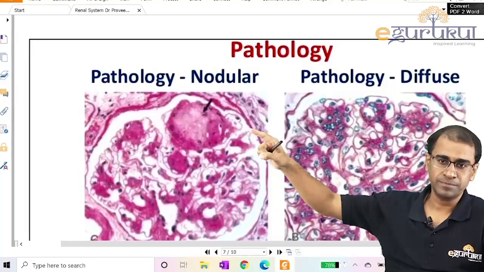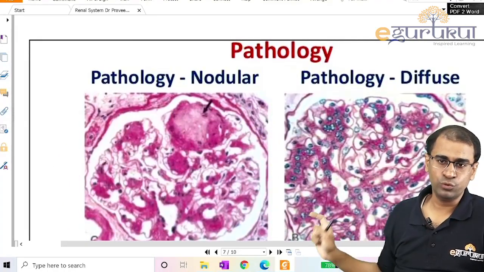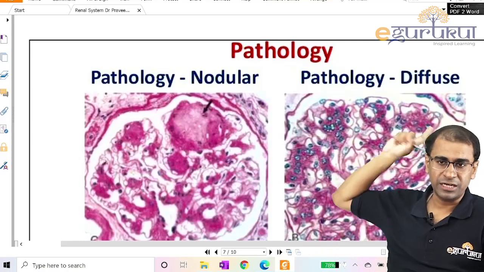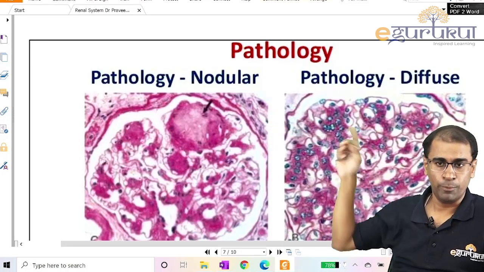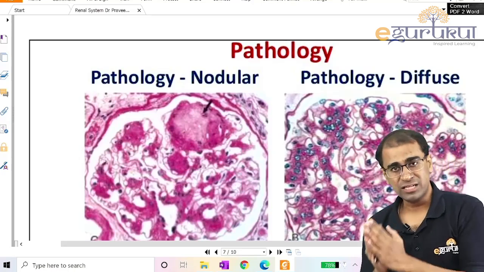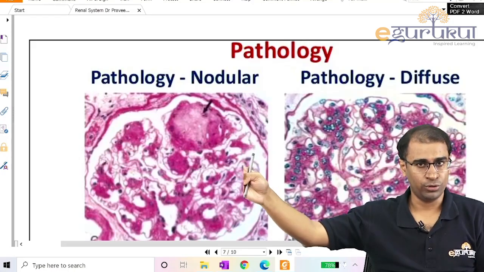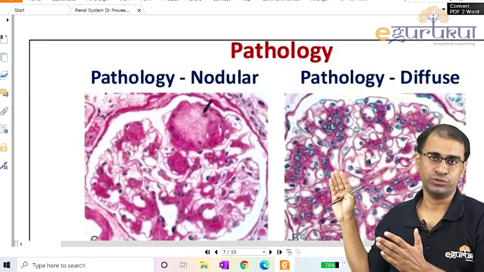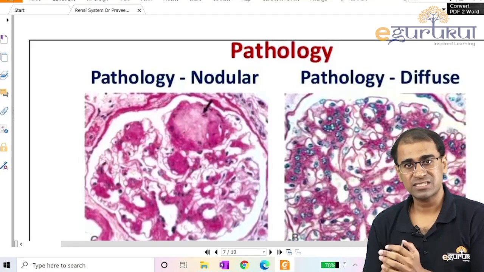There is a nodule here, and these are the diffuse proliferation of the mesangium, diffuse lesion and the nodular lesion. Both of them are seen in diabetes. If I ask you what is more specific, nodule. If I ask you what is more common, diffuse. Okay, these all findings are seen in the glomerulus.